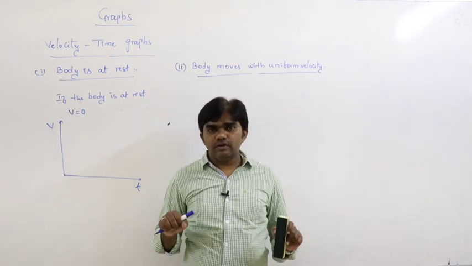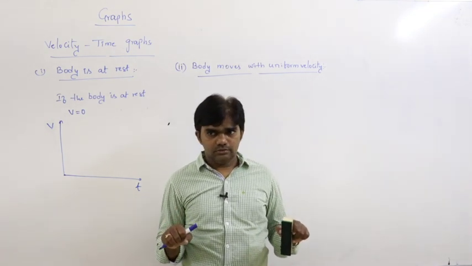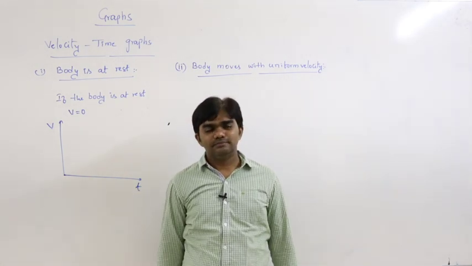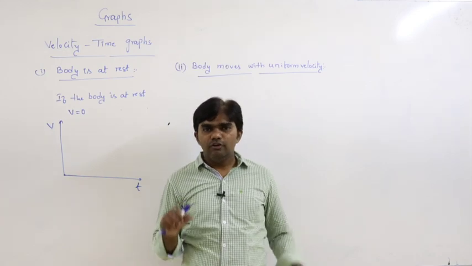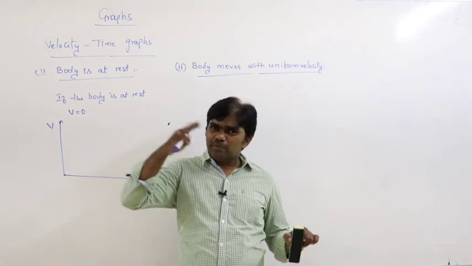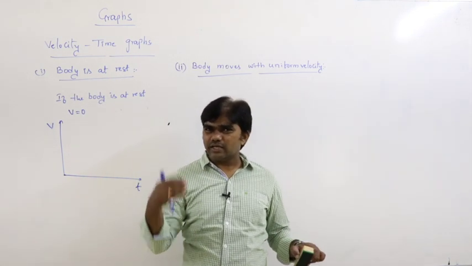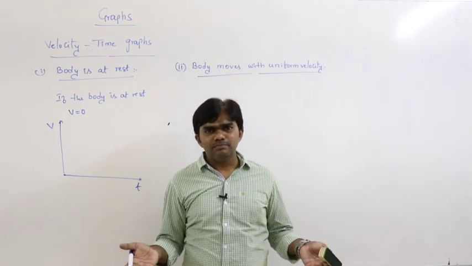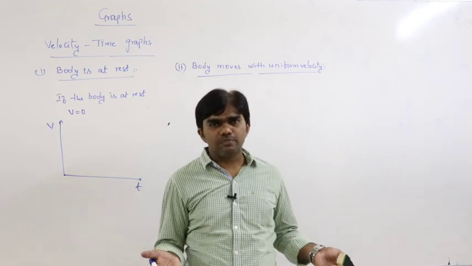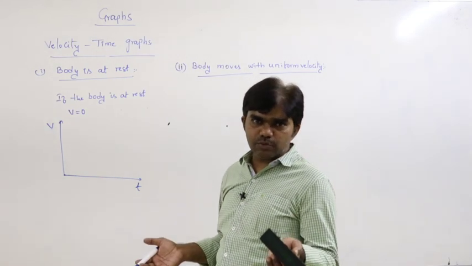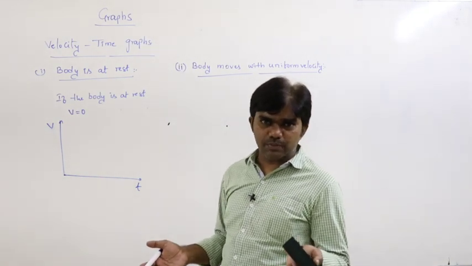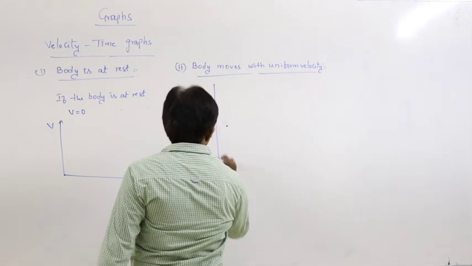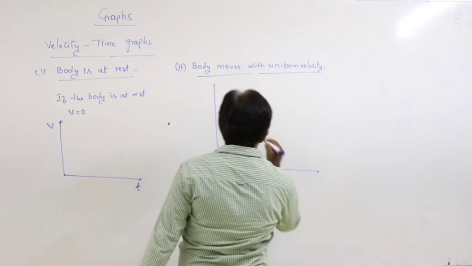For example, uniform velocity, we are moving on a bike. Let us say 50 kilometers per hour constant. If you lock that speed at 50 kilometers per hour, whatever the increase in time, after 1 second, 2 seconds, 3, 4, 5 seconds, the speed must be the same. That is 50 kilometers per hour. In the same way here, the body moves with constant speed.